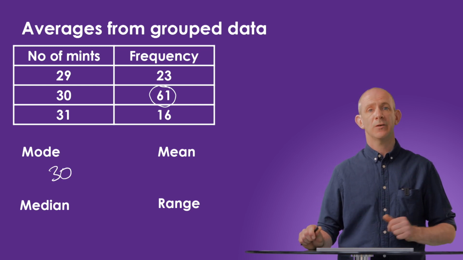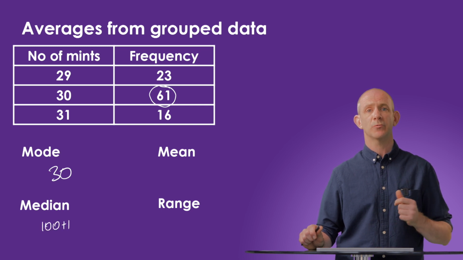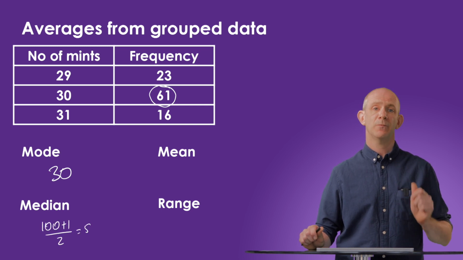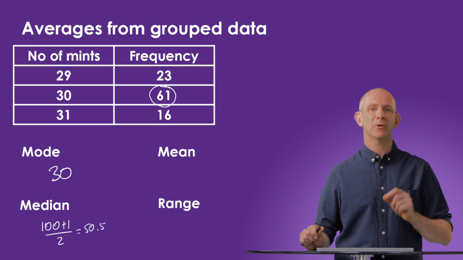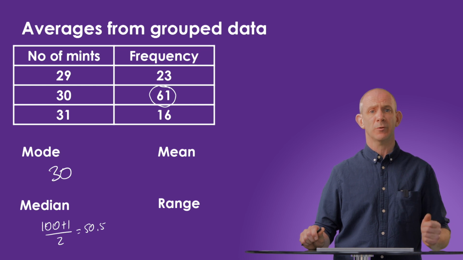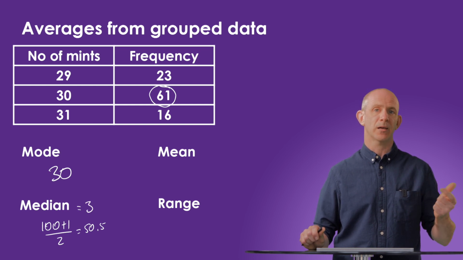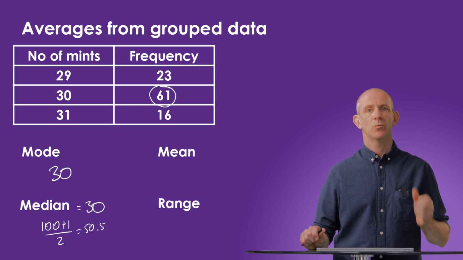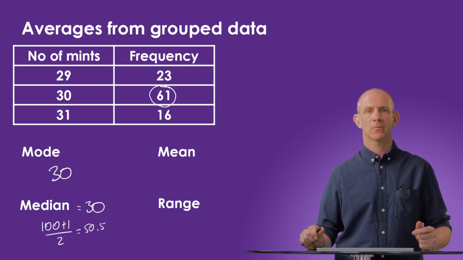For the median, if we have 100 pieces of data, then 100 plus 1 divided by 2 tells us that we're looking between the 50th and 51st piece of data for the median. As there's only 23 pieces of data in the first category of 29 and 61 in the second, we know that both the 50th and 51st piece of data will be 30, therefore a packet with 30 mints in. We can say that this is therefore our median number in a packet of mints.